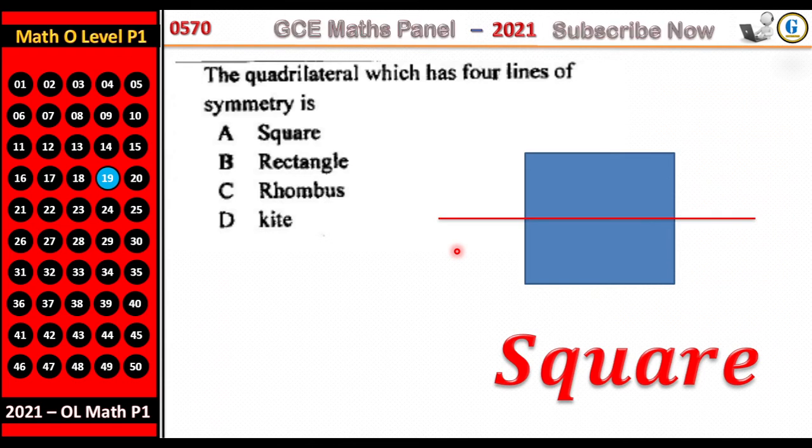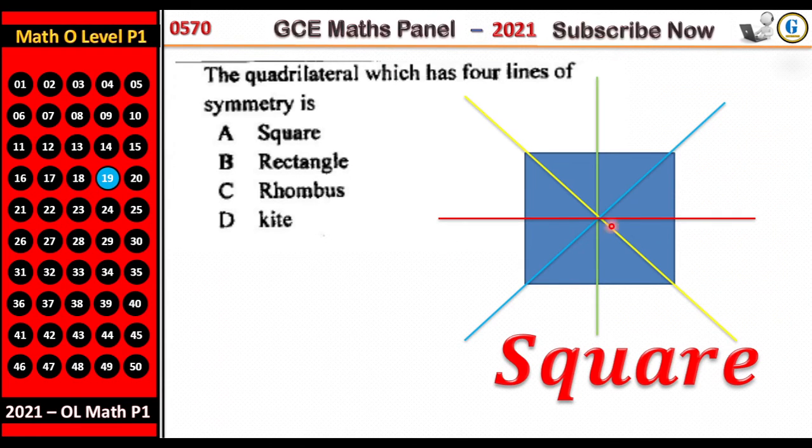Look at this square, for example. It has lines of symmetry 1, 2. This is another line of symmetry, 3, and 4. These are the 4 lines of symmetry that it has. So a square has 4 lines of symmetry, but these other ones do not have 4 lines of symmetry. They have 2. Some even, like kites, just have 1.